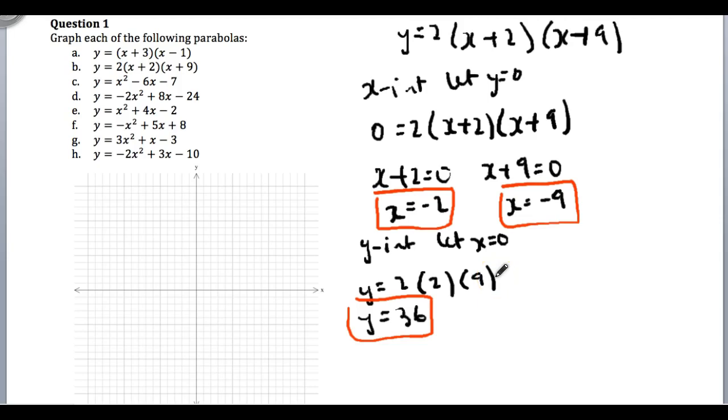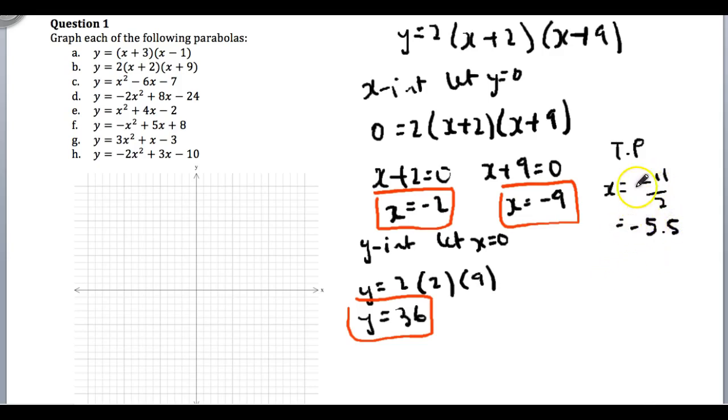Okay, so the next thing we need to do is our turning point. Let's do it up here so I've got a bit of space. So remember your turning point, we're doing it for x. So the x coordinate of the turning point. We add the two x-intercepts together. So -2 plus -9 is -11. Divide that by 2 and we get -5.5. Okay, so that's the halfway point between the two of them.